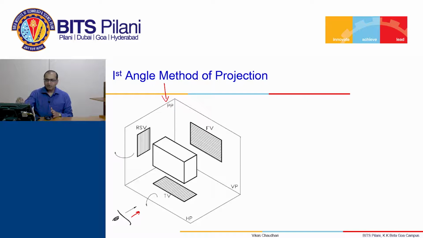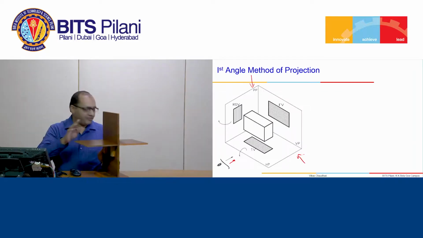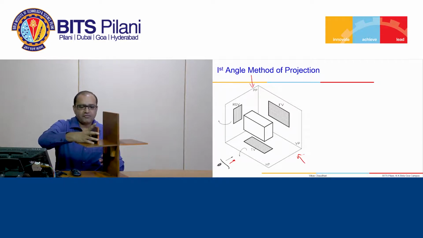For top view, observer will be here. So top view will be projected on the horizontal plane, and the visible side view is the right side view. So observer will be here and he will see the object. So this is the situation when object is kept in the first quadrant.